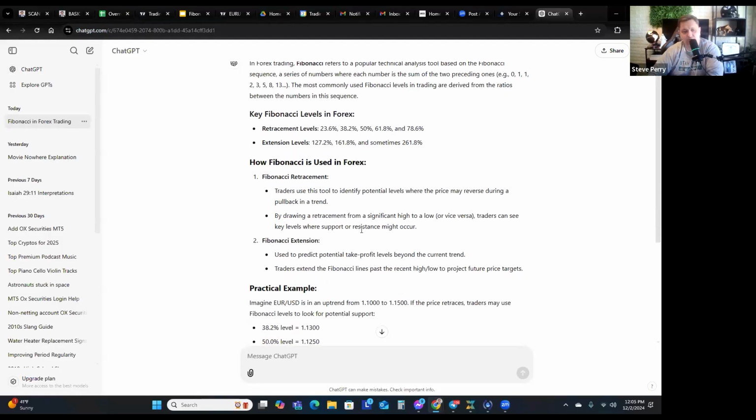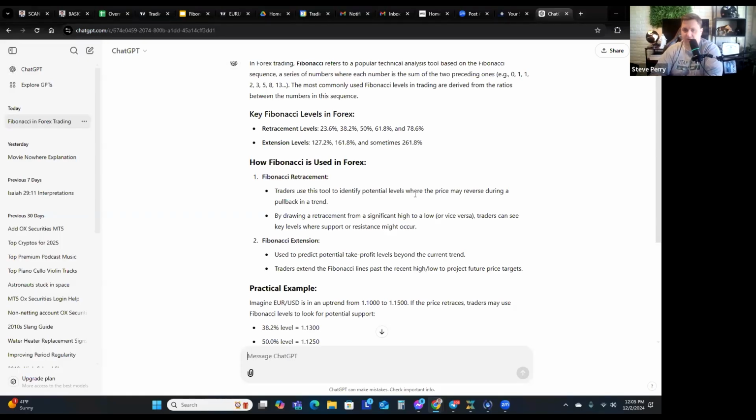So Fibonacci tools, or specifically the retracement tool, which is what 80 or 90% of people use when we talk about Fibonacci's in Forex trading, are used to identify potential levels where price may reverse during a pullback in a trend. So very, very helpful for people who trade in the trend, like, trend is your friend stuff. People who like to trade in the direction of which way the market's going, you find a pullback in the market, Fibonacci is often a great thing to use.